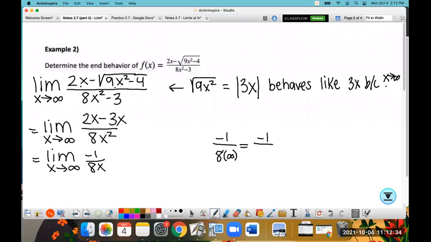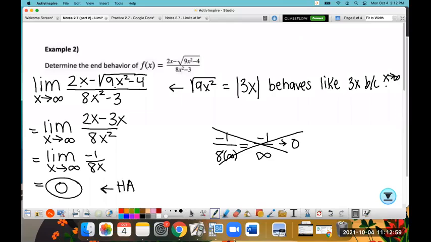Eight times infinity is, yeah, still infinity. Negative 1 over a really, really big number. Yes, that approaches 0. Cross it out, write that this limit equals 0. What does that tell me about my end behavior? Perfect. Horizontal asymptote at y equals 0 on the right side.